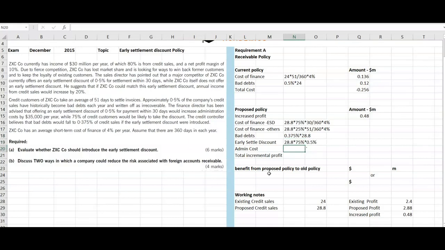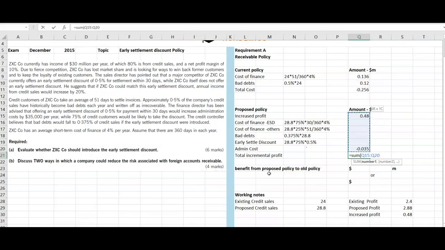The next one is administration cost. So administration cost is 35,000 per year. So we'll mark it here. It's a minus 35,000 per year, but we have to do it in terms of millions. So we got the millions. So this is our million, and that's it. We will have to get our sum.